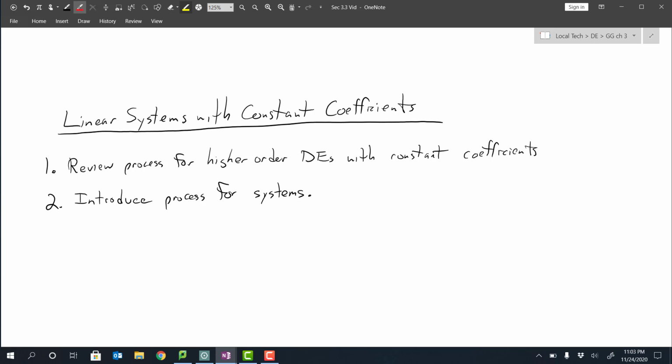In this process, we're going to review the process that we use to solve higher-order differential equations with constant coefficients and relate that to our new process for solving systems. Let's look at a table.